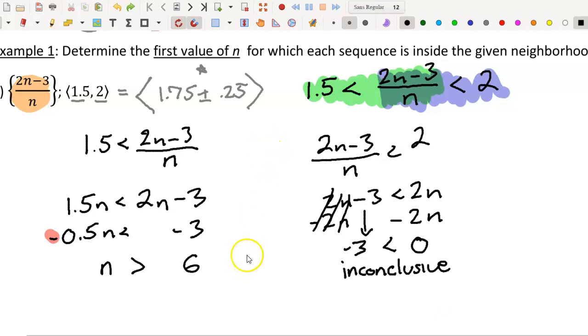So, what is the answer? What is the first value of n for the sequence inside the given neighborhoods? So we just found that n has to be bigger than 6. What's the next number that's bigger than 6? 7. Answer 7.